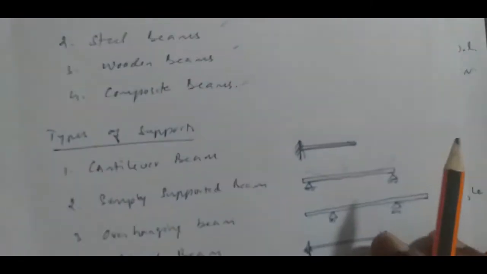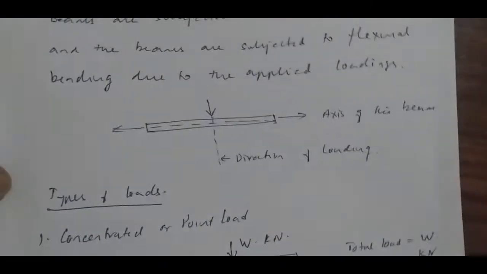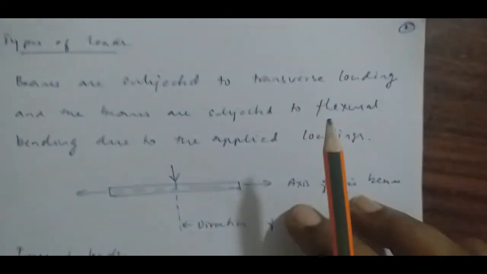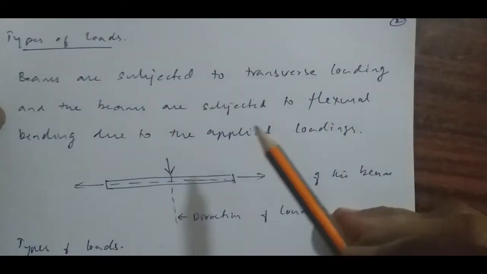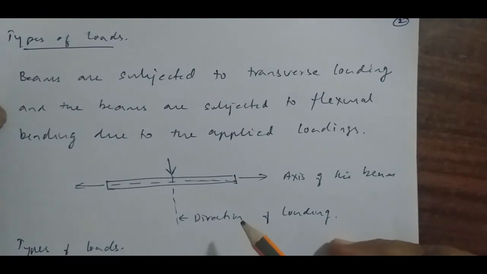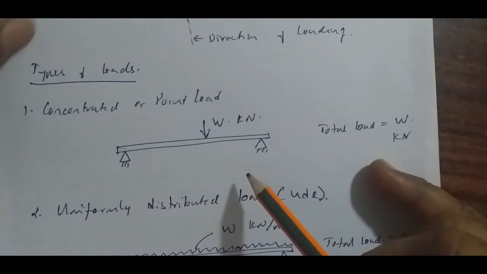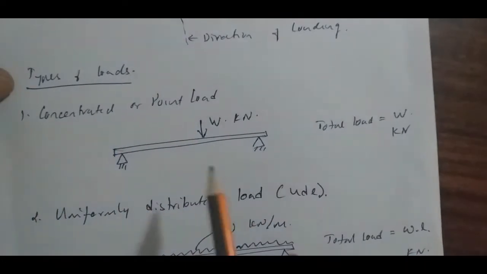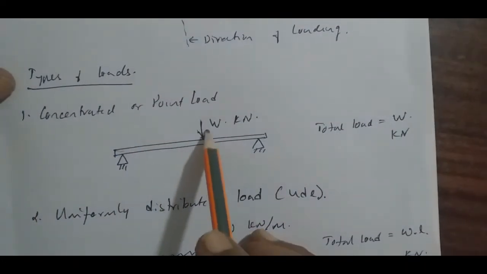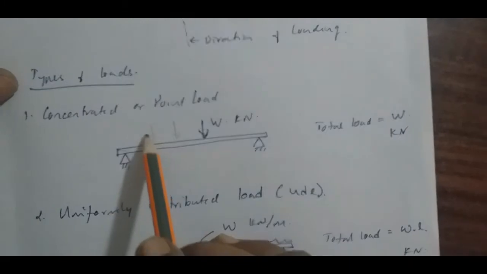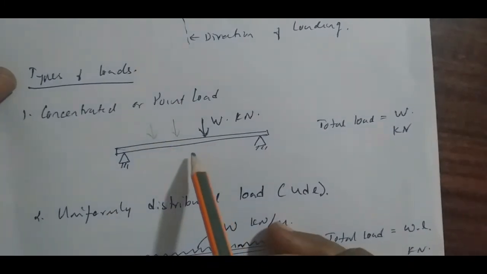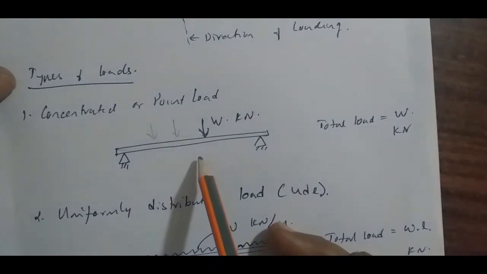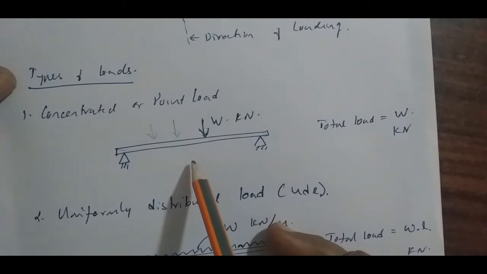Okay, so this is about the types of the beam and types of the loads. As far as types of the load is concerned, we have different types of the load. First load is the point load or concentrated load. So it will be concentrated on only one point. Sometimes it may have many point loads also. It need not be only one point load, or it may have many points also.